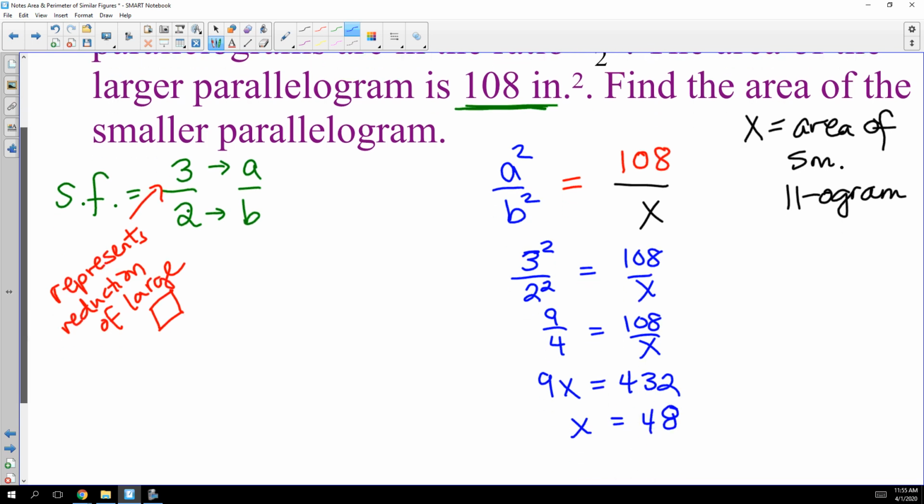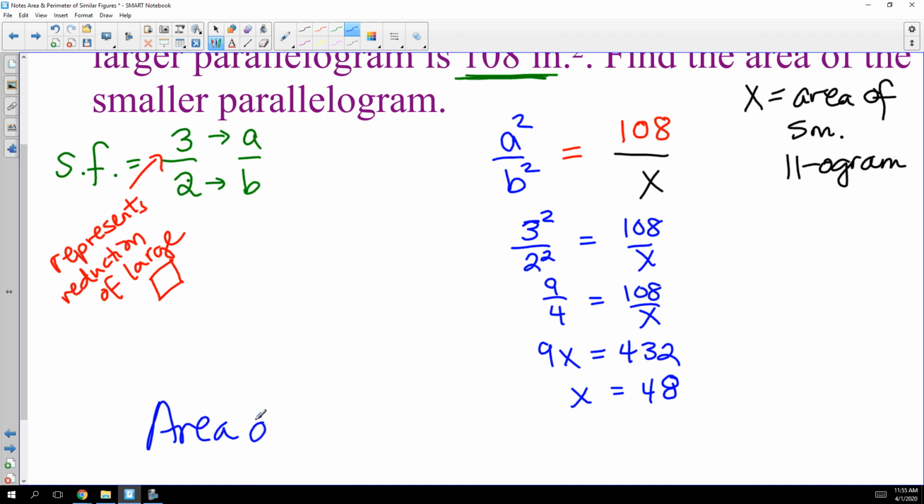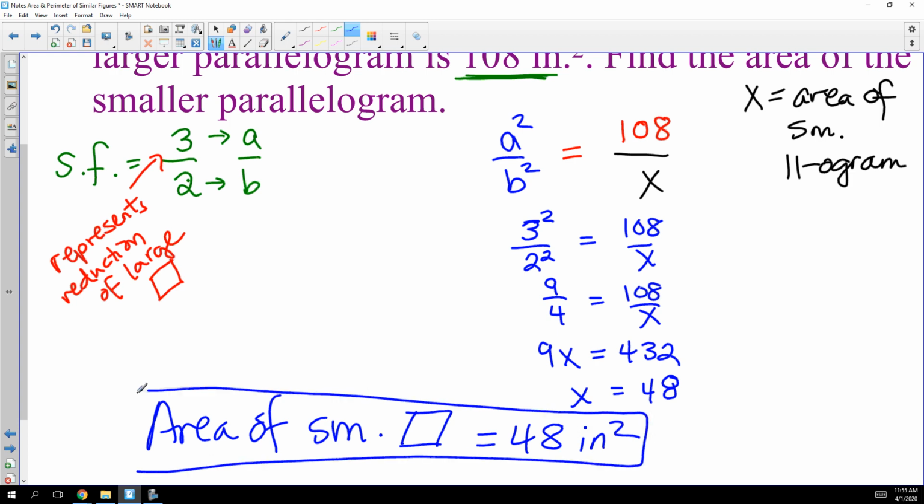So the area of the smaller parallelogram is equal to 48 inches squared. And you're done. That's pretty much it. That's all there is to finding the areas and finding the ratio of the areas.